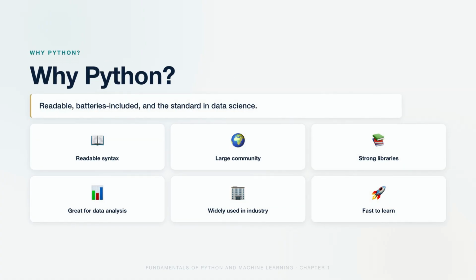Python is one of the most popular programming languages for machine learning. One reason is its readability. Python code is usually easier to read and write than many other programming languages, which makes it a strong choice for students and professionals.